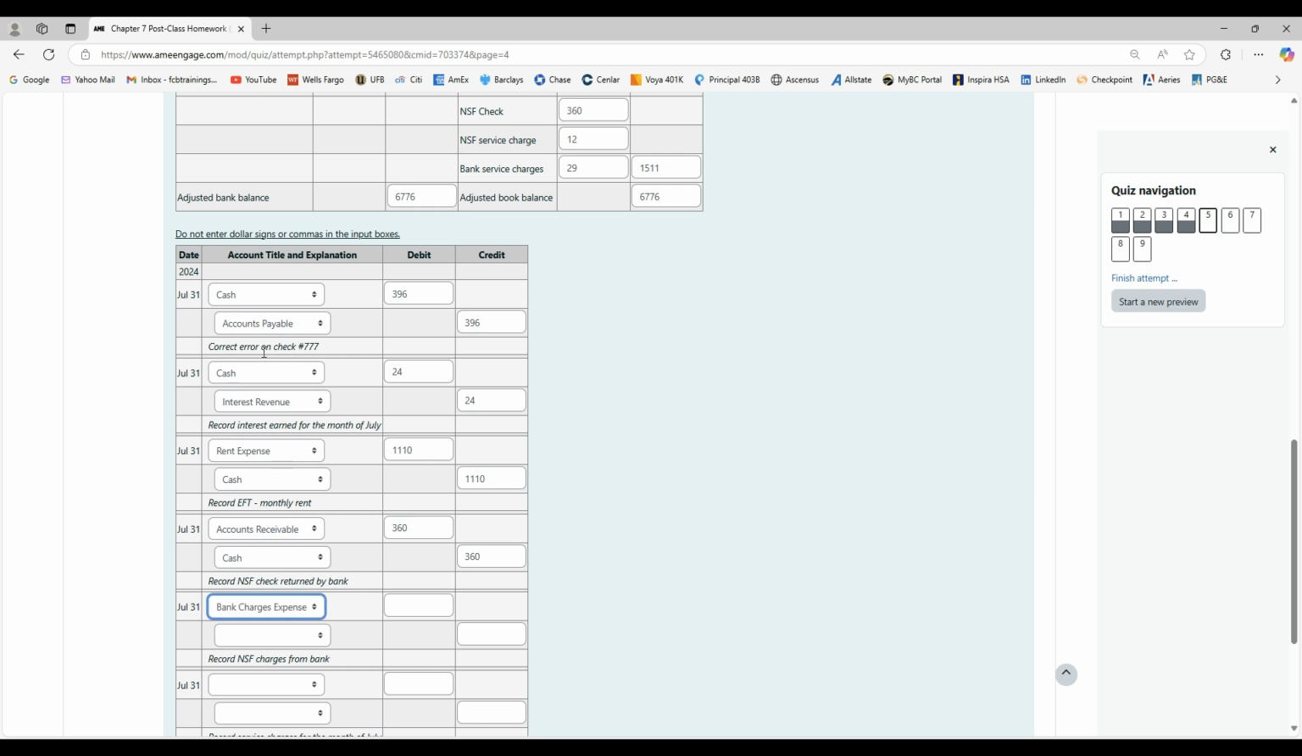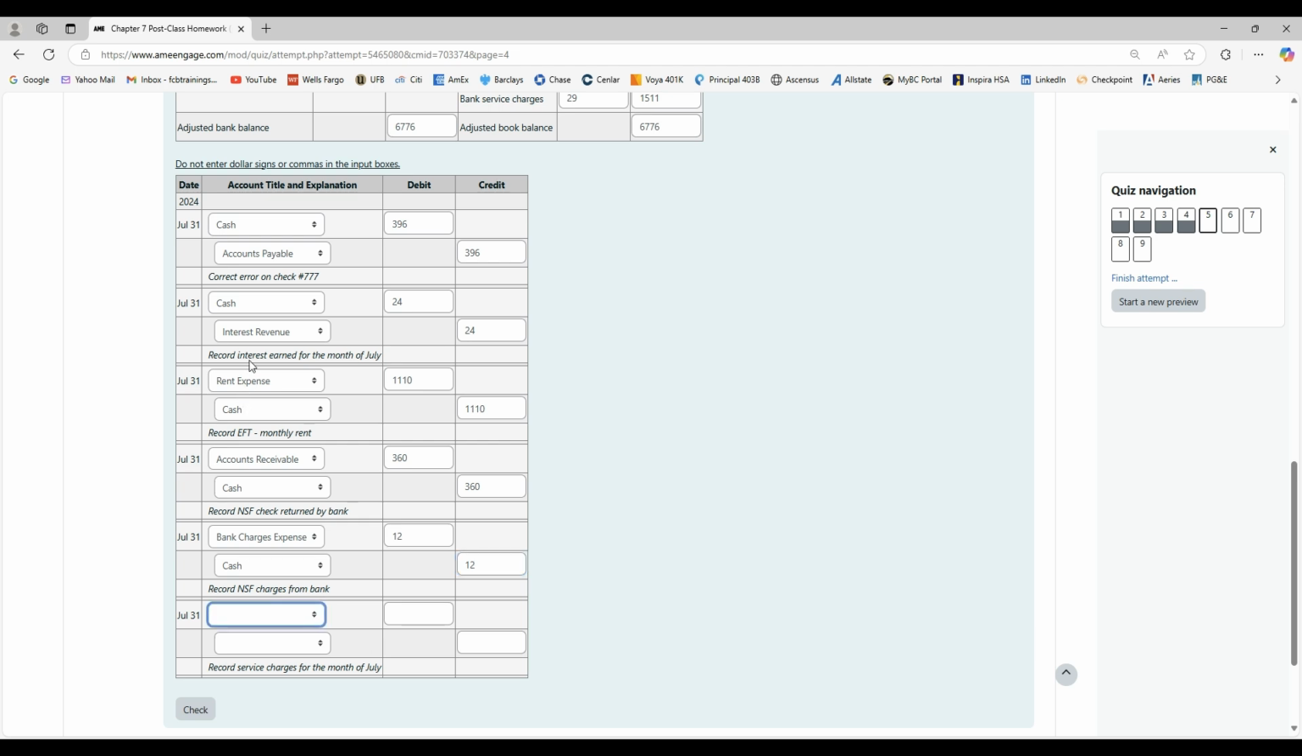Charges, just bank service charges. $12 for this is specific to the NSF check, and then just the regular bank service charges. We're using the same expense account, but separating them out into two separate journal entries.